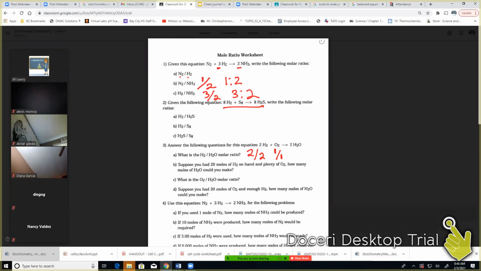The next one said, suppose you have 20 moles of hydrogen. So that's my given. And plenty of oxygen, and all that means is oxygen is not part of this calculation. And you want to see how many moles of water that is. So my given is in moles and my unknown is in moles. So that's going to be 2 boxes.